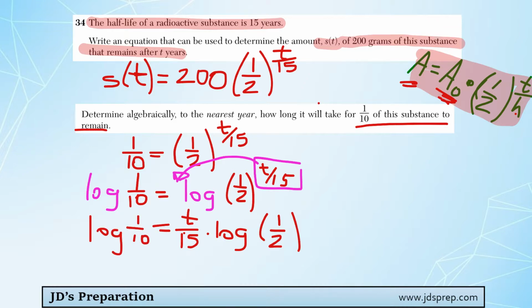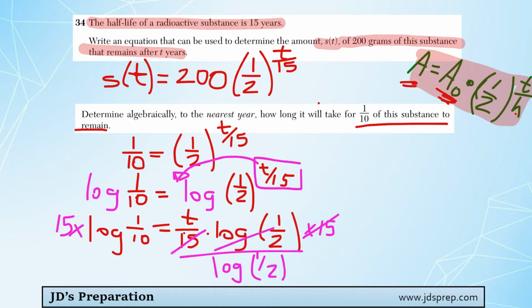All right, so our next step to isolating t would be to multiply both sides of the equation by 15. That's going to get rid of that denominator there. And then the last thing we'll need to do is divide this whole thing by log of 1/2 so that those cancel out.